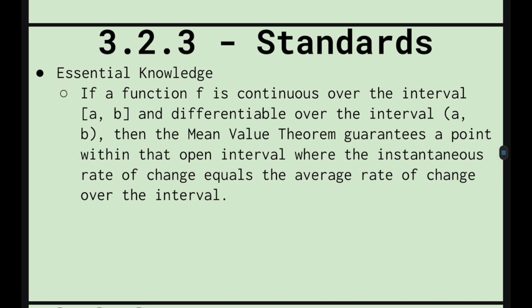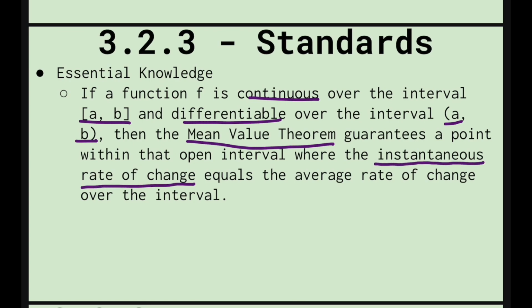If a function is continuous on this closed interval and differentiable over that same interval, only it's an open interval, then the mean value theorem guarantees, that means there has to be, no matter what, a point within that open interval from A to B where the instantaneous rate of change equals the average rate of change over that interval. Basically, the instantaneous rate of change, the I rock, is equal to the A rock.